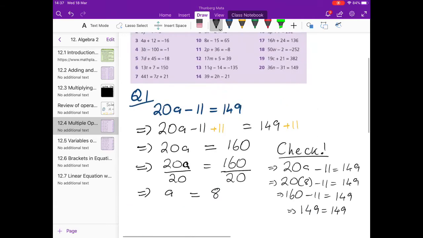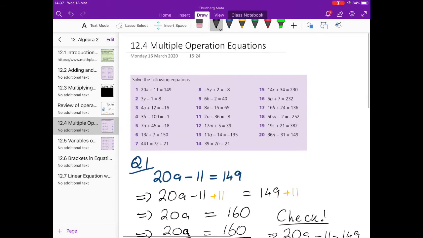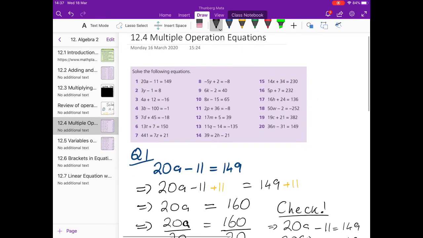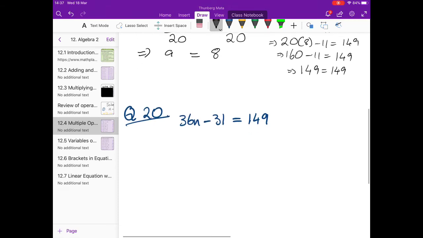Now, my next question, let me think, should I pick a harder one? Well, I think 20 probably is the hardest one available, so we'll go for it. So, we begin again, and we say, okay, well, I have a 36n on the left-hand side of this equation. I have a negative 31, which I would rather not have on the left-hand side of the equation. And I have a 149, which is fine to have on the right-hand side of the equation. So, what I'll want to do again is add 31 to both sides.